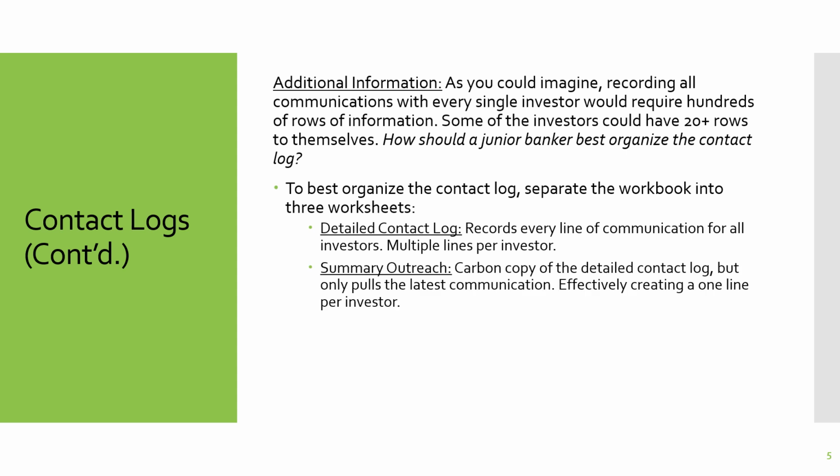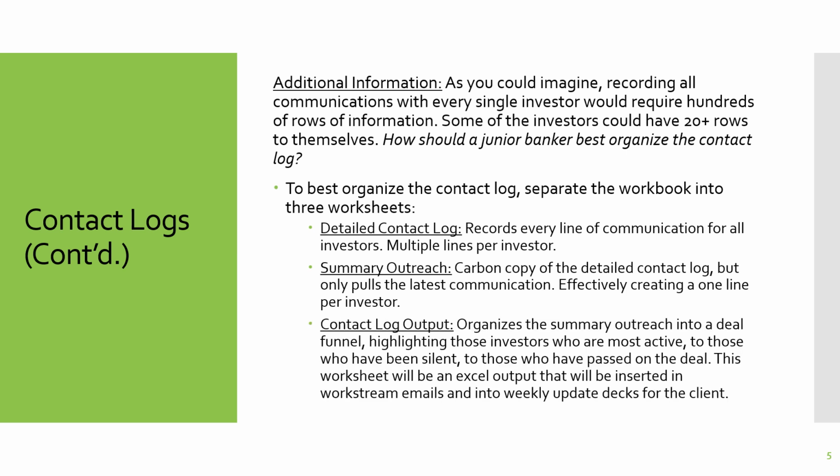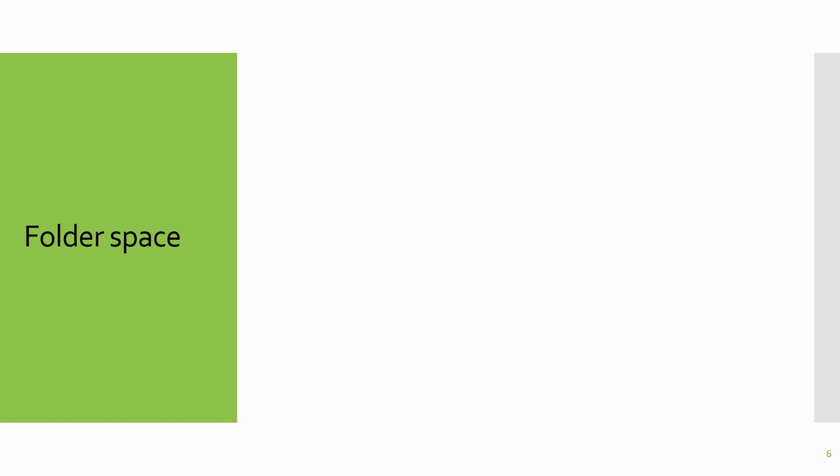Summary outreach. This is a carbon copy of the detailed contact log, but pulls only the latest communications, effectively creating 1 line per investor. And then contact log output. This organizes the summary outreach into a deal funnel, highlighting those investors who are most active, those who have been silent, and those who have passed. This worksheet will be an Excel output that could be inserted into a workstream email and into a weekly update deck that is presented to the client.